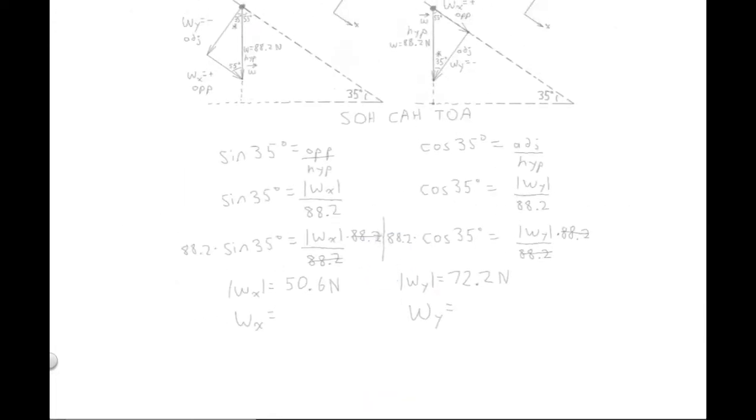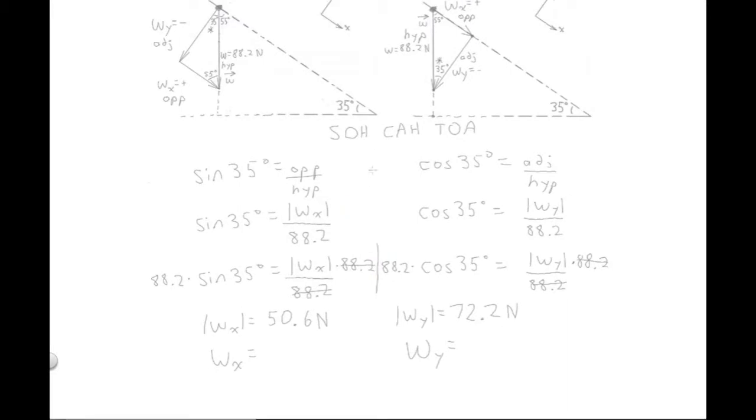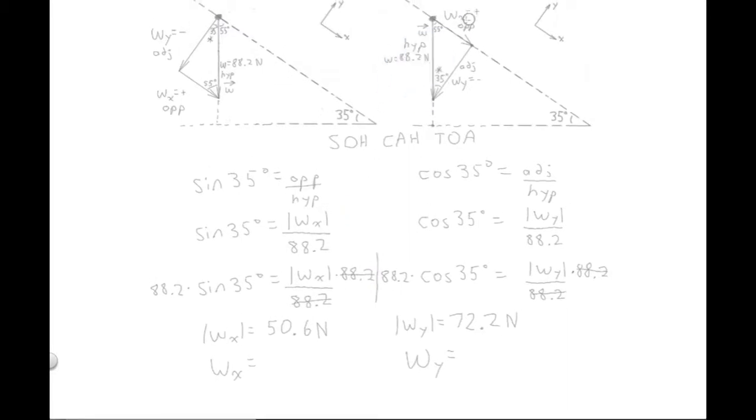We actually already completed that step, didn't we? We already saw that our W sub x is positive. And we already determined that our W sub y is negative. So this is the step where we stick in that negative sign. So that's a very important step.